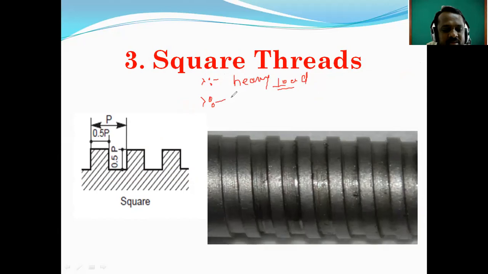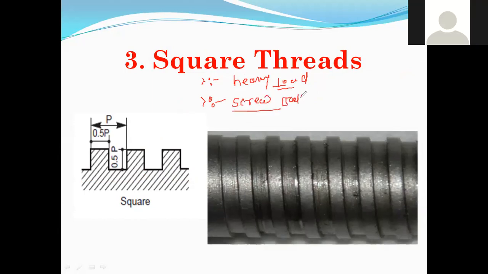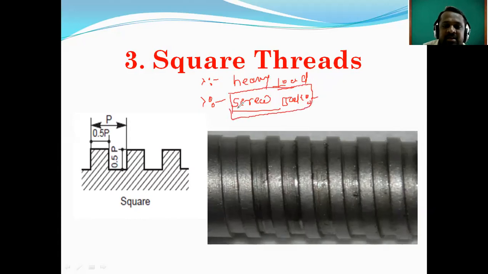Have you seen the screw jack? What is the application of the screw jack? We know that we use the screw jack to lift heavy loads. If such a condition is there, suppose we have to lift heavy loads, for this purpose we are using the square thread. The example of the square thread is in the screw jack.